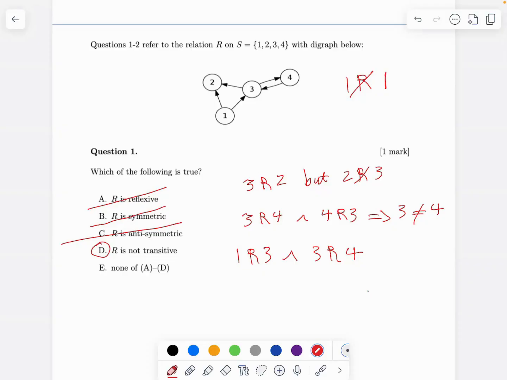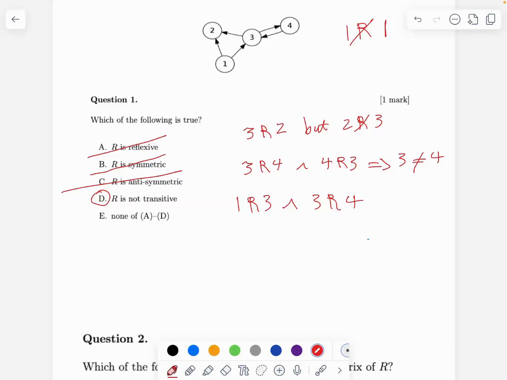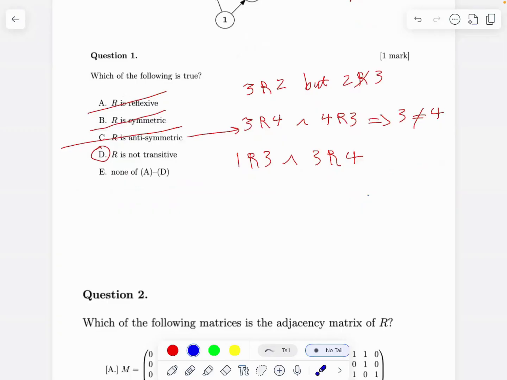Yes, please. C. Okay, it says anti-symmetric. If A has a relation with B and B has a relation with A, then A should be equal to B. But here we have two different elements. 3 has a relation with 4, 4 has a relation with 3, then 3 has to be equal to 4, which is not true. So it is not anti-symmetric. Since you guys are interested, let's have a look here.